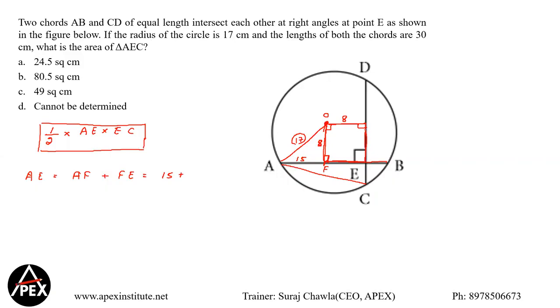Yes. If this is a square, all the sides are equal. So this is also 8 and this is also 8. Clear? So AF plus FE would be nothing but 23.